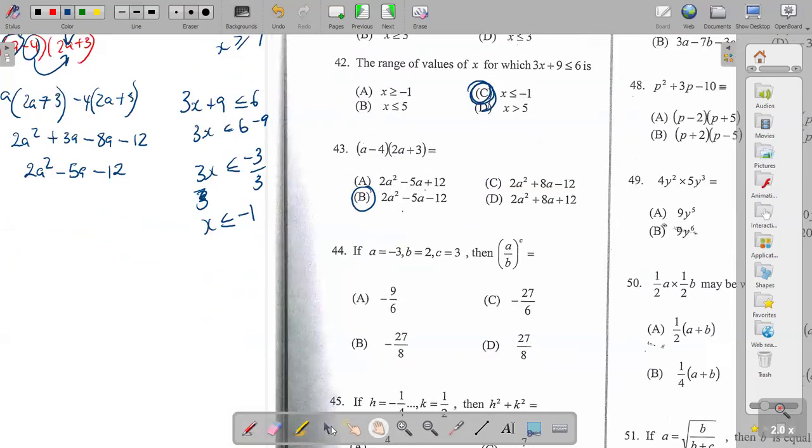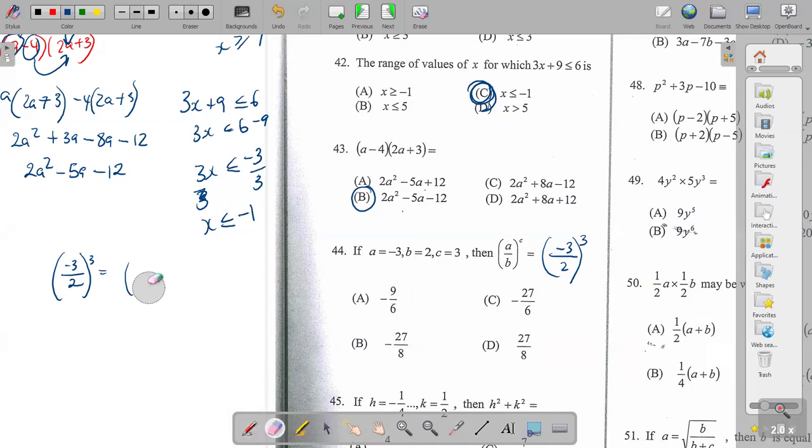44. So we just got to pay attention. This is another substitution. A is negative 3. So that's negative 3 over B, which is positive 2, in brackets, squared by 3. So let's bring this over here. Negative 3 over 2 to the third power is you multiplying this 3 times.